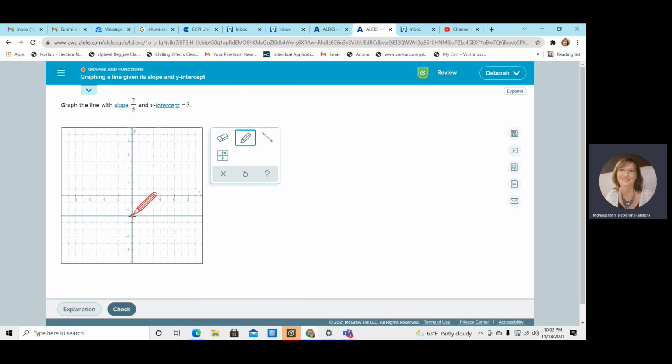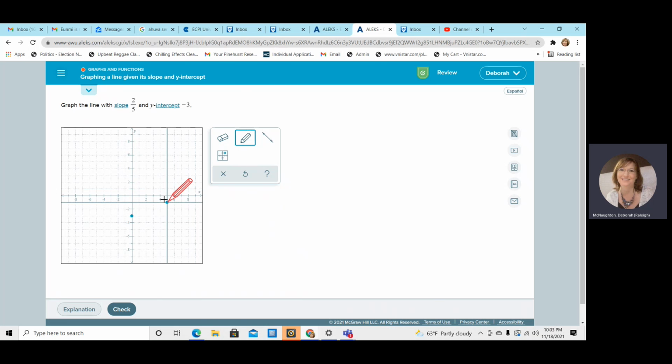So I'm going to start at my -3. I'm going to go up 2, 1, 2, and to the right 5: 1, 2, 3, 4, 5. That's my second point. And notice I can do it again. I can go up 2, 1, 2, and over 5: 1, 2, 3, 4, 5. I guess I can't go 5 because I don't have enough room.